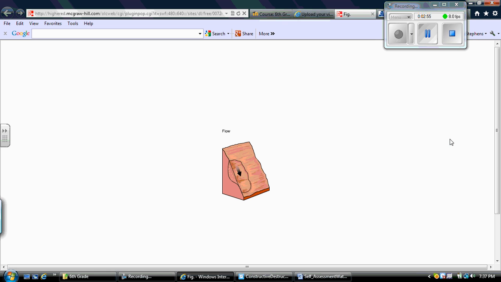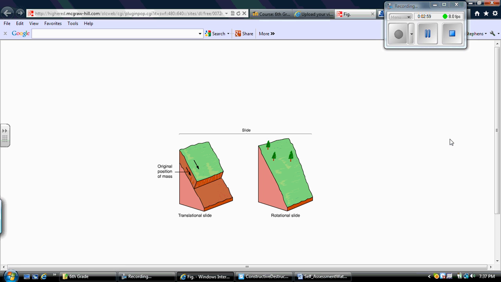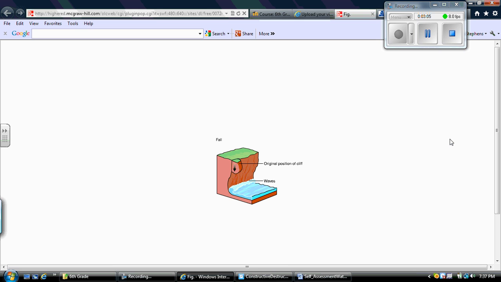So a flow can be destructive. It can cause the position of the mass to change. A slide, whether it's a rock slide or mud slide, is going to cause our surface to break down. A fall, a rock fall. So any sort of mass movement is going to change our surface and destroy parts of it and break it down.